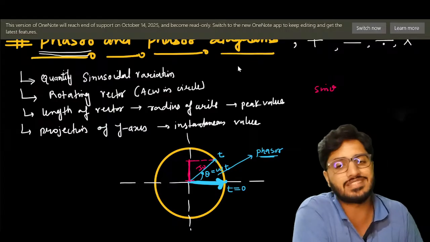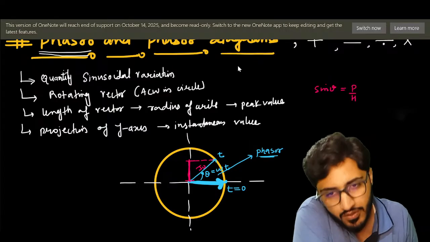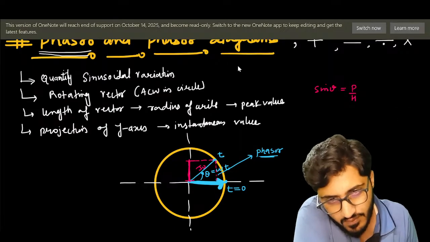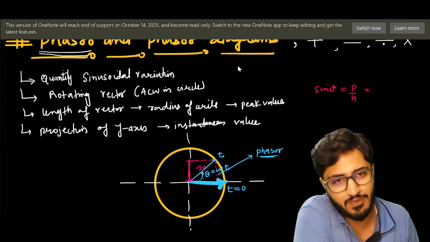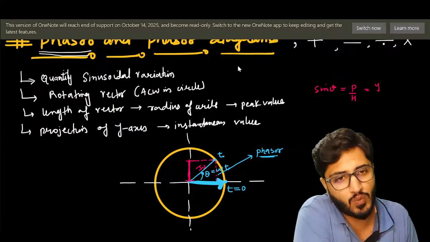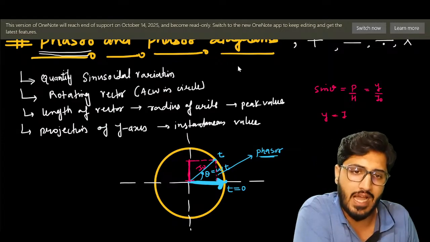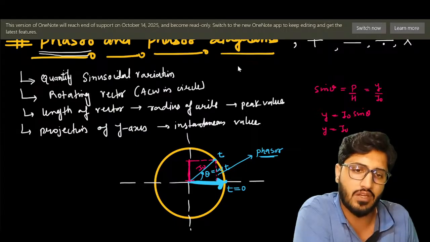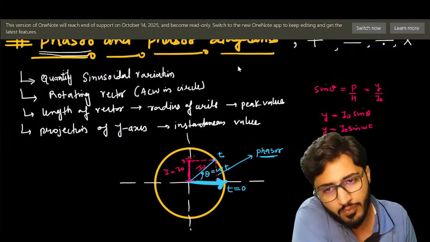Okay. Look now. What is sine theta? Sine theta is P by H. So what is P now? Suppose P is y. What is H? H is I naught. So what is y? y came out to be I naught sine theta. Theta is omega t, so y came out to be I naught sine omega t. So this expression came out to be I equals I naught sine omega t.